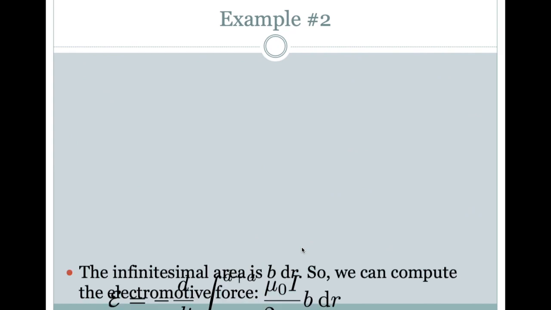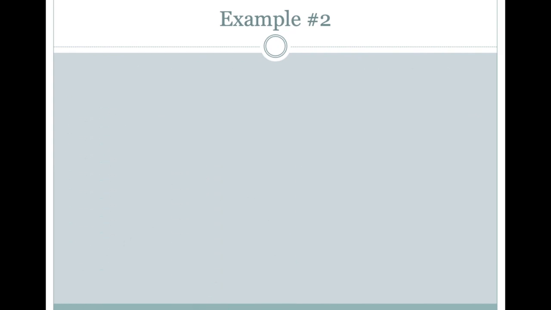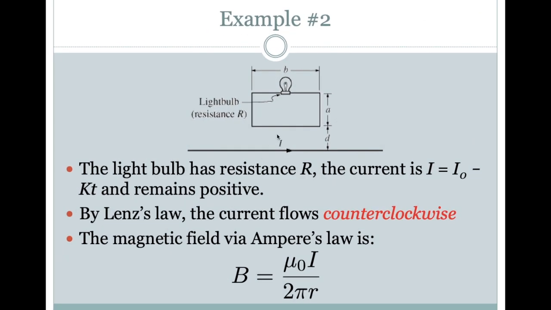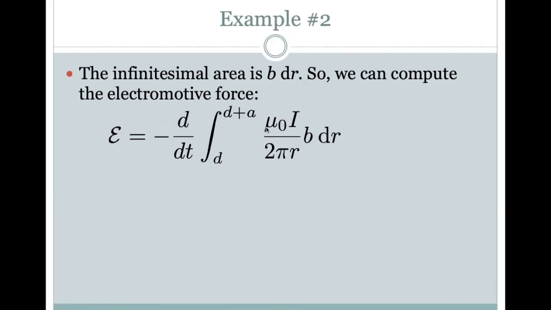Now we can compute the electromotive force. The infinitesimal area is B dr. The reason is because what you have is B here, and then in the direction of change, in this direction, you can have a dr going this way, since B depends on r, but it doesn't depend on any lateral direction as such. So the infinitesimal area is B times a little change here, and you're going to integrate from d to d plus a. You integrate from d to d plus a, the magnetic field times the infinitesimal area B dr.